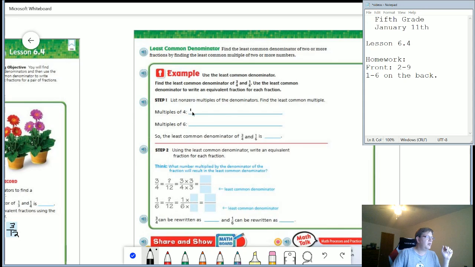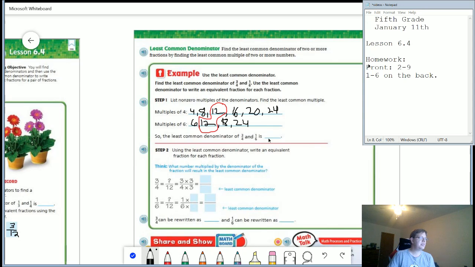So I'm going to start with 4. Then we go up to 8, then 12, then 16, and then 20. Actually, we can do one more, and that'll get us up to 24. And then for 6s, we can do 6, 12, and I've already hit a match. 18, and 24. So our least common denominator is going to be the first pair of numbers that are matching. I'm circling those here. And so our least common denominator is going to be 12.